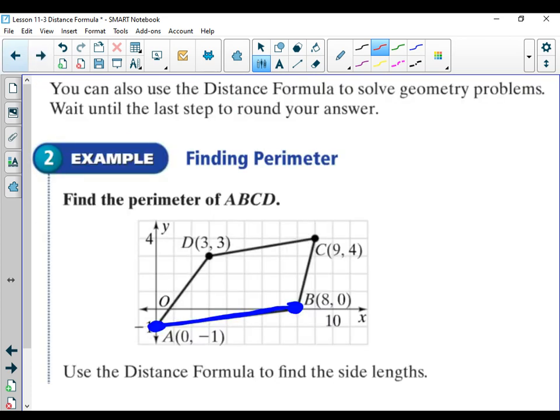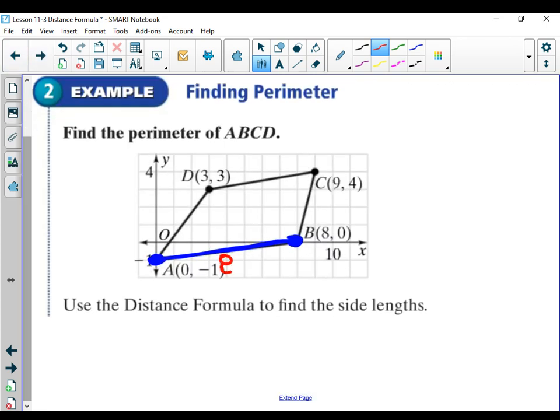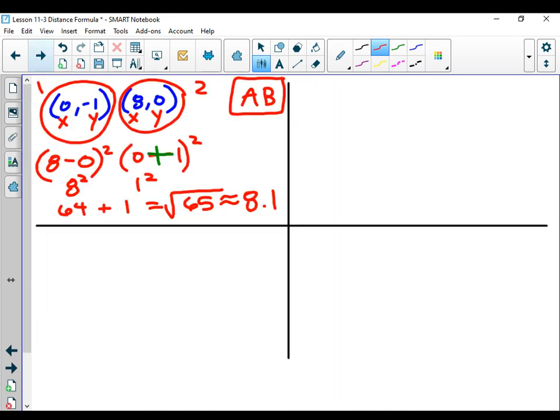So I just found out from A to B is 8.1. Next box, D to C. B to C. Or D to C. Well, we already have D to C. Nope. If it was perfectly on the line, it would be 4. But every time it turns that diagonal, distance formula. So in my next box, I'm going to use 8, 0, 9, 4.